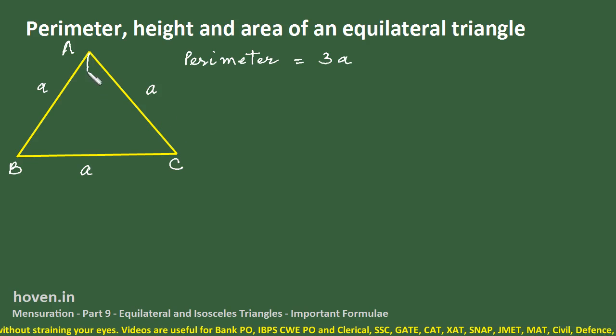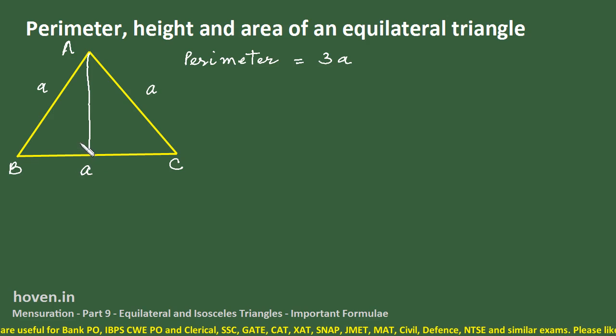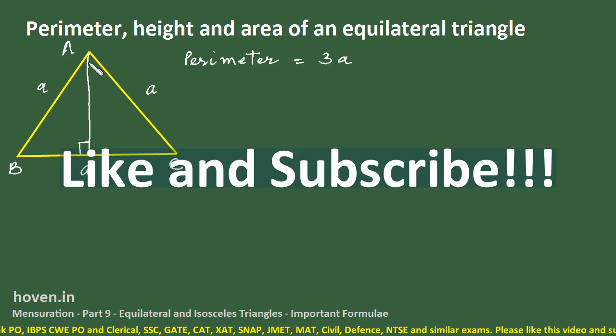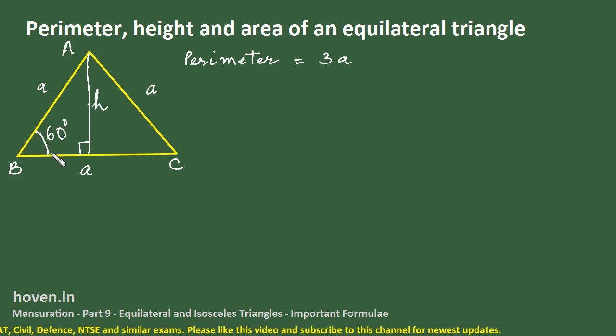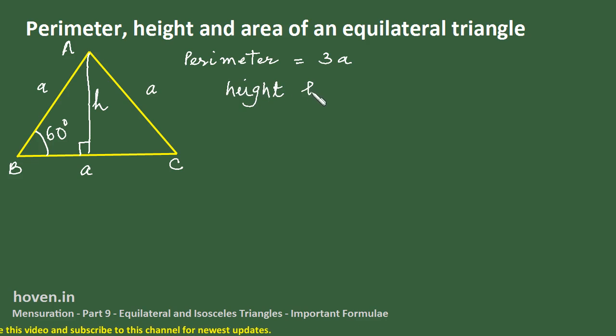Let us draw a perpendicular from the vertex A to the side BC and let the length of this perpendicular be equal to H, and we know that the angle of an equilateral triangle is equal to 60 degrees. So we can immediately write that the height of an equilateral triangle can be written as equal to A times sine of 60 degrees.